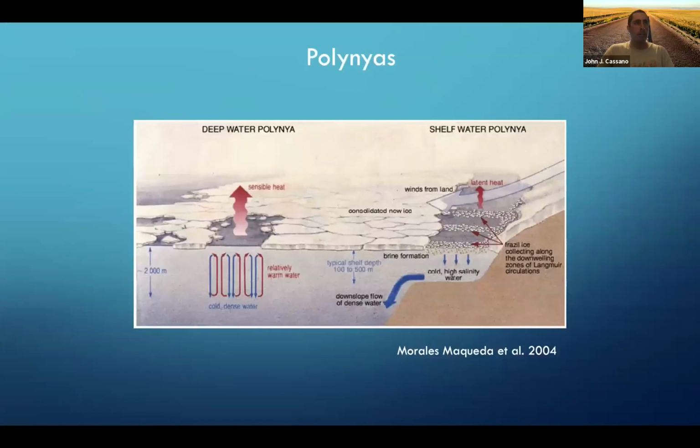So to start with, I want to explain a little bit about why we went to Terra Nova Bay. In this schematic, the Antarctic continent is on the right side of this figure, and this blue arrow represents the katabatic winds that drain off of the continent.